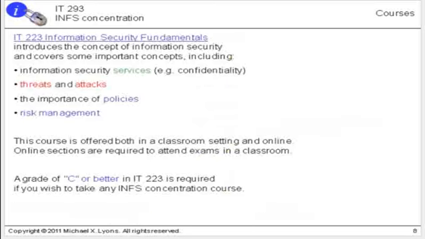I'm going to briefly go over each of these courses to give you an idea of what is in them. IT 223, if you haven't taken that already, is a fundamentals course. So it introduces the concept of information security and some of the important fundamental concepts that you're going to need to do further work in security. So we talk about information security services. By services, I mean an abstract definition of some benefit we give to our users. An example of a service is confidentiality, the idea that we try to stop other people from being able to read data that should be restricted just between two or a small number of people. That would be an example of a service.